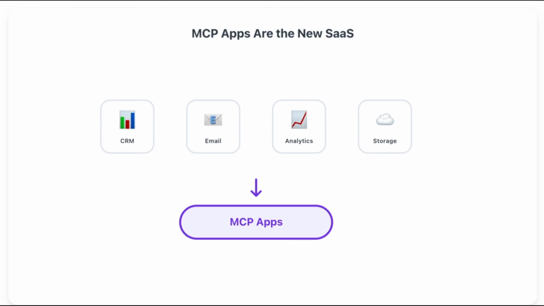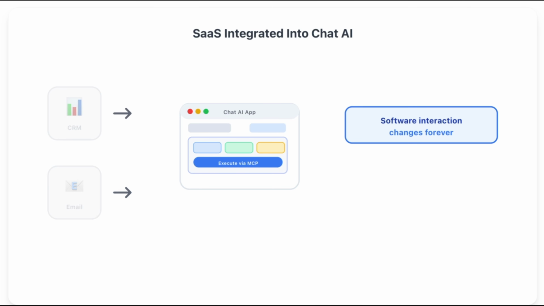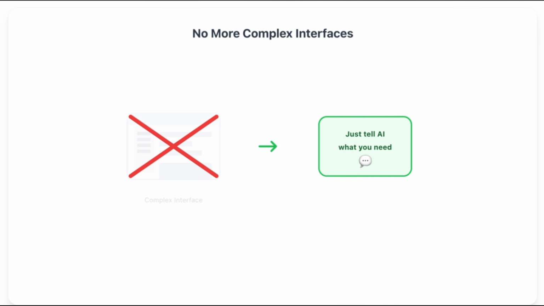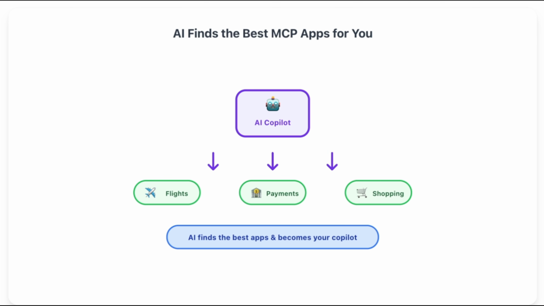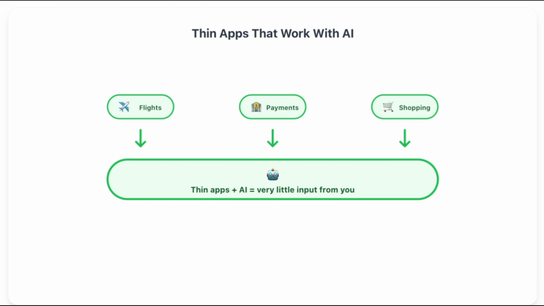But there's a deeper play here. MCP apps are the new SaaS. When SaaS applications are no longer standalone products but are deeply integrated into chat AI apps, the way we interact with software changes. We no longer go through complex interfaces to get things done. The AI can find the best MCP apps for our use case and become our co-pilot in these apps. When that happens, do we really need complicated SaaS products? Or do we want thin apps that can work with the AI with very little guidance from us?